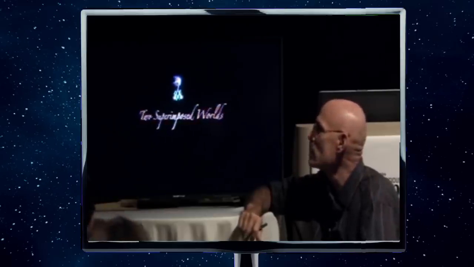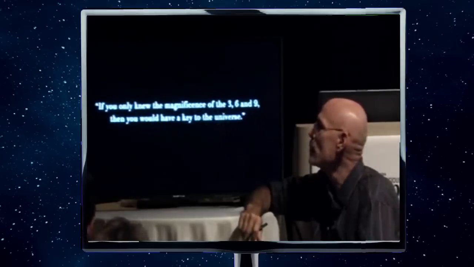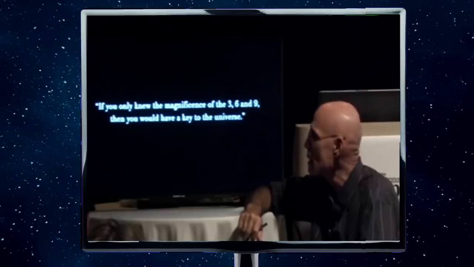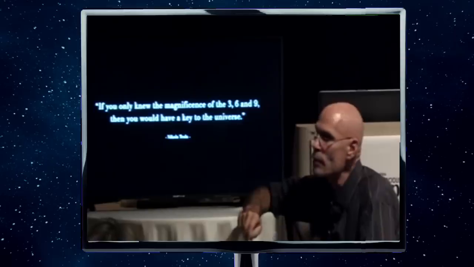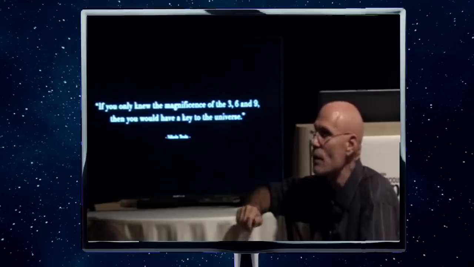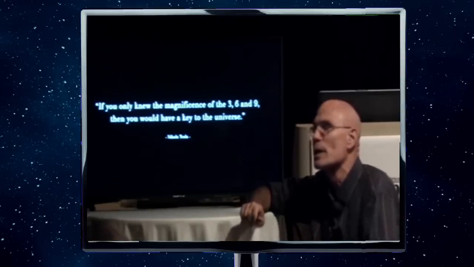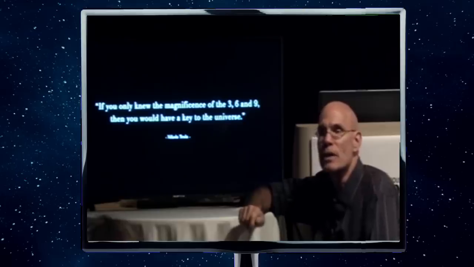Next, please. If you only knew the magnificence of 3, 6, and 9, then you would have a key to the universe, Nikola Tesla. So I claim to know the secret of the 3, 6, and 9. And that's a family number group. But when I'm using it, it's palindrome 3, 9, 6. 9 always comes in the middle of 3 and 6. 3 and 6 are always on the outside.